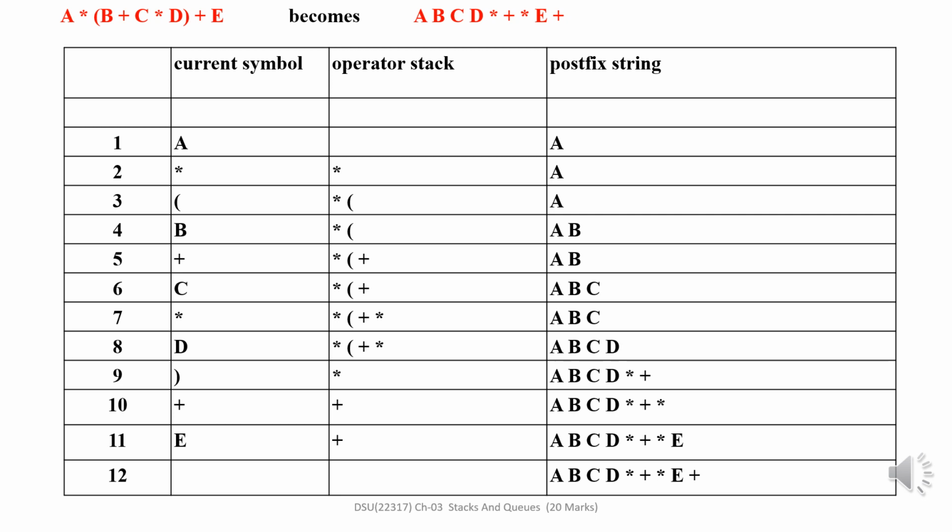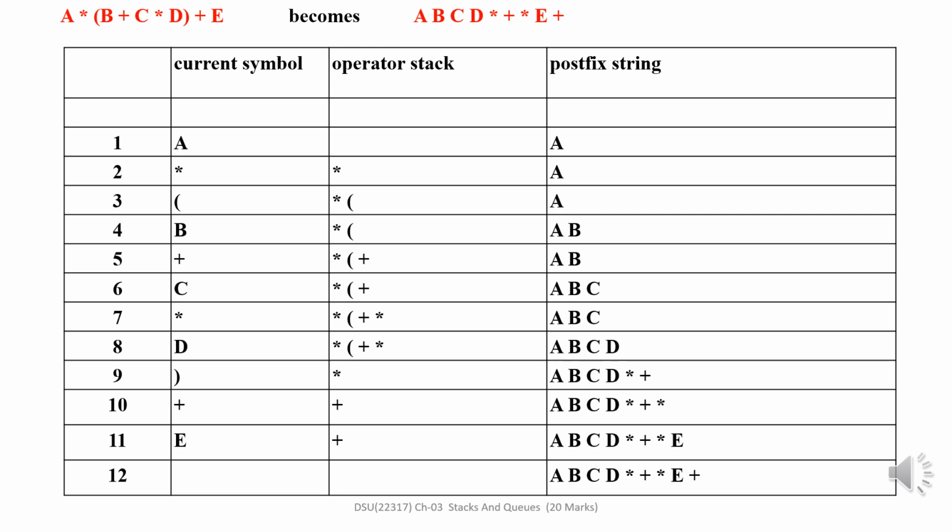Next character is +. The + stays in the operator stack, and the string is as it is, that is A B C D * + and *. After the closing brace there is one more multiplication, so we have to pop that multiplication before this plus. So our string is A B C D * + *.